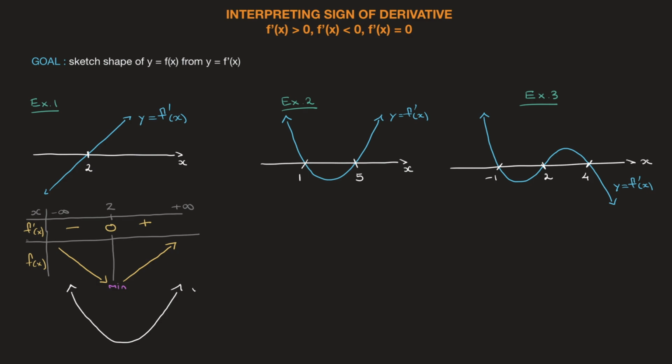And here I could label it y equals f of x. And underneath that, I would draw a very generic x-axis like so. There we go. And I would label this minimum point 2 underneath on the x-axis.